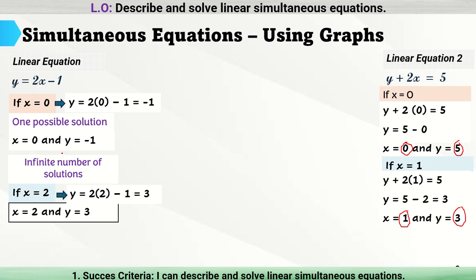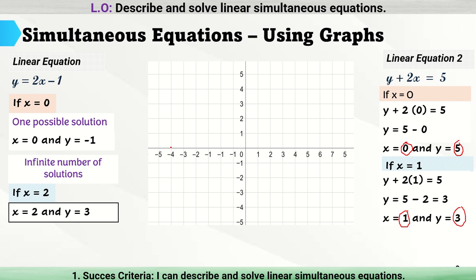Let's make a graph and show both the equations using the graph. Now this is my graph. First I will draw this line. So my first point is 0 and minus 1. So this is the point 0 and minus 1. And the second point is 2 and 3. So where is 2? 2 on the x-axis, and 3 on the y-axis. So this is my next point. You can see, this is the line of my first equation.